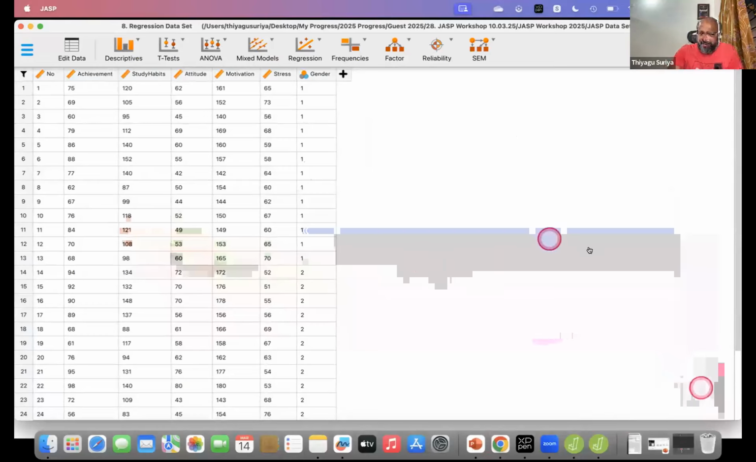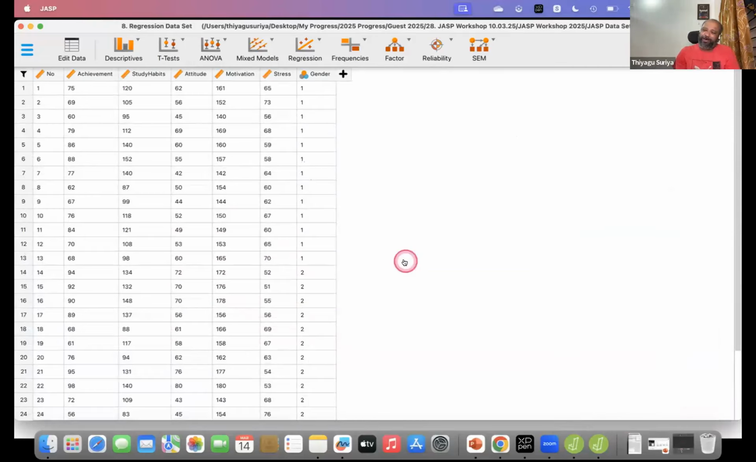Now, can you tell the number of variables available in this? I'm talking about the number of continuous variables. 5. So achievement, study habits, attitude, motivation, and stress. I'm giving a small 2 minutes for you. Kindly read the variable names and find which may be the independent variables and which may be the dependent variable. We have 5 continuous variables. Out of 5, we need to keep one as the dependent variable. So what may be the dependent variable in this case?